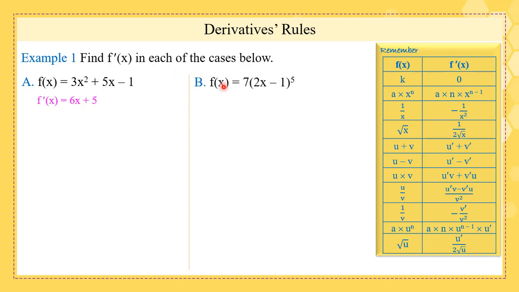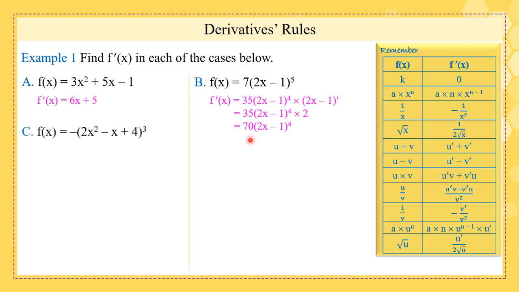Now, the second case, f of x is 7 into (2x minus 1) to the power 5. Its derivative is 35 (2x minus 1) to the power 4 multiplied by the derivative of 2x minus 1. And this is in fact of the form a u to the power n. And in this case, it would be 35 multiplied by (2x minus 1) to the power 4 times 2, which is 70 into (2x minus 1) to the power 4.